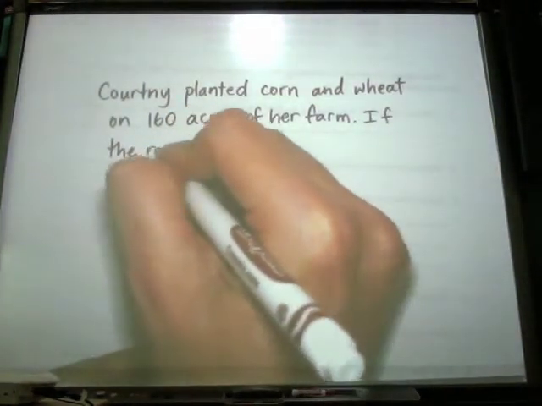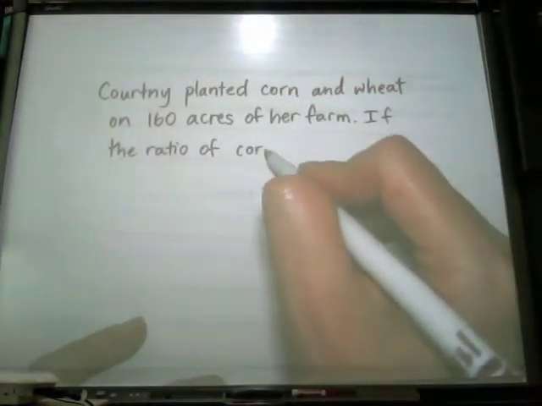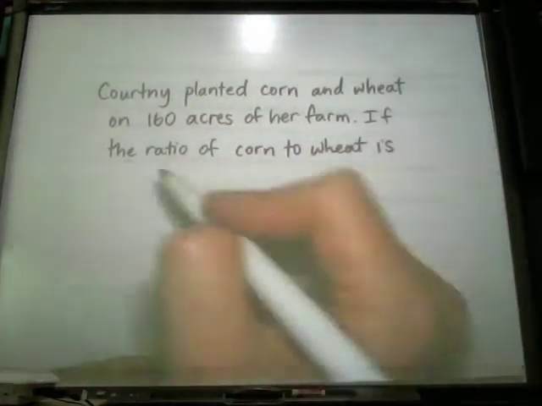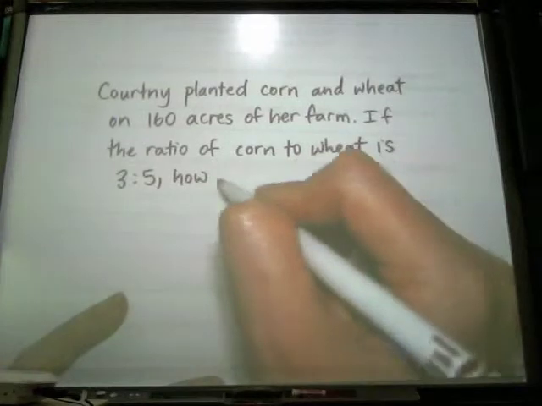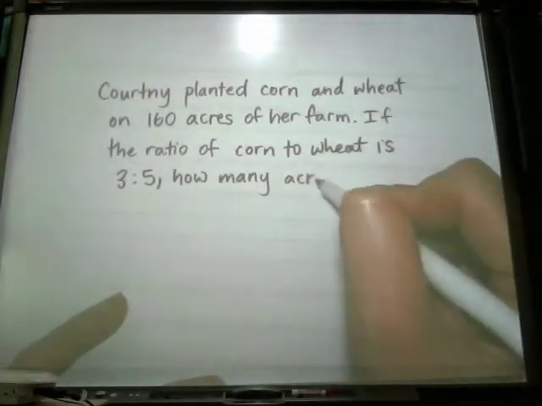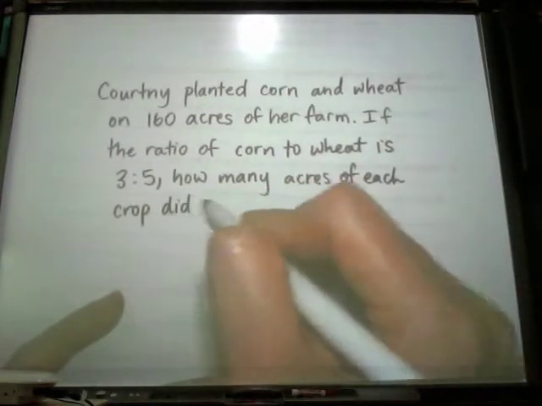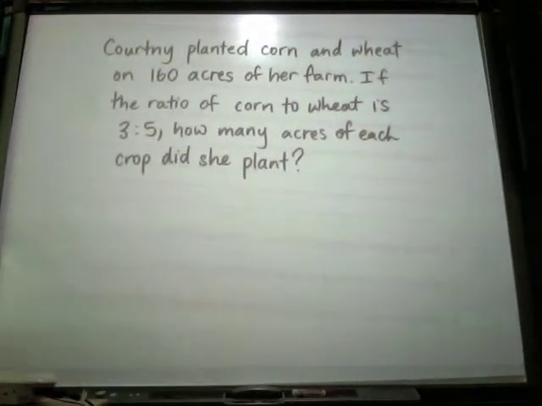If the ratio of corn to wheat is 3 to 5, how many acres of each crop did she plant? Now, of course, any word problems that I give you, you won't need to write down the problem itself. So this is the only one where you've got to write it all down.